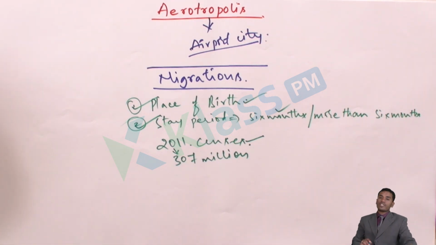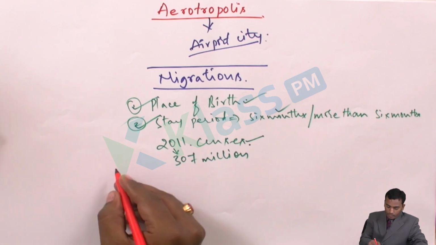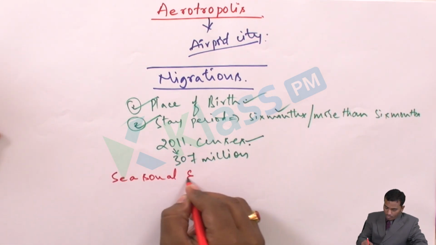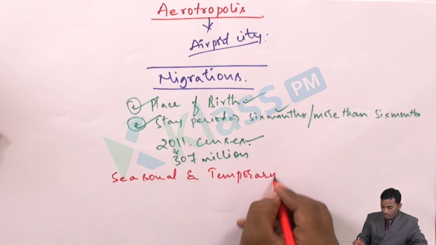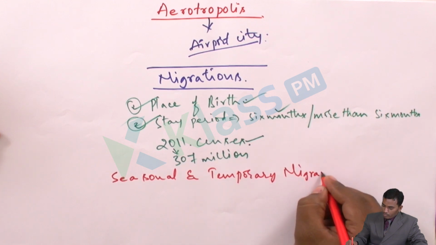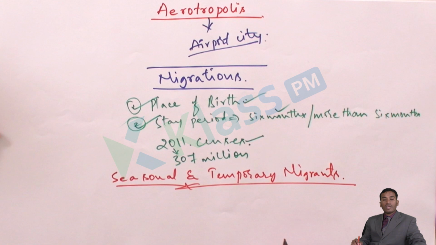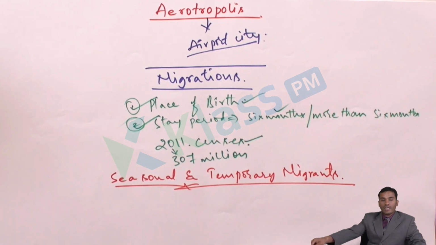Next, what we have is seasonal and temporary migrants. What are seasonal and temporary migrants? Seasonal and temporary migrants are migrants who move from one place to another only for a short period of time, maybe a week or 10 days or a month, 2 months or 3 months, less than 6 months. Not 6 months, less than 6 months.